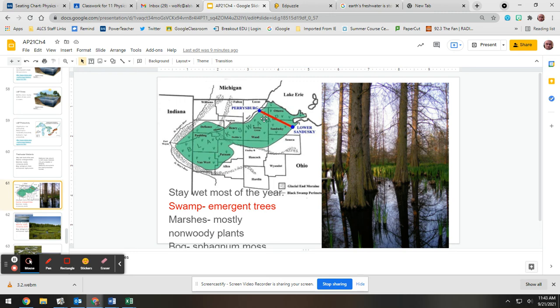This is a depression from back in the day when the Great Lakes were covered by glaciers, and these dotted lines are glacial moraines. They're the ending points of glacial retreat, and it's actually the lowest parts of Ohio, to be honest, at least in northern Ohio, and it's very swampy.